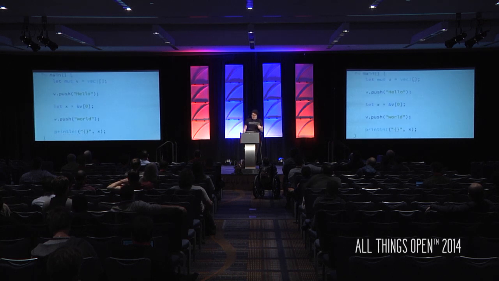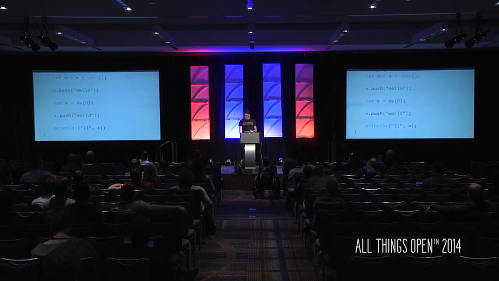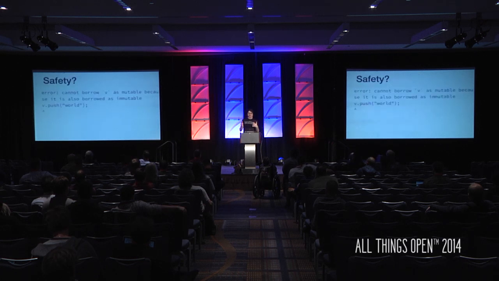So here's function main. We make a mutable vector that is empty. Because in Rust you need to annotate things that are mutable, things are immutable by default. We push the hello onto there. We make a reference to that first element. We push a world on there, and then we try to print out the value of x. So again, super loaded question, does this work or not? The answer in Rust is it actually does not compile.